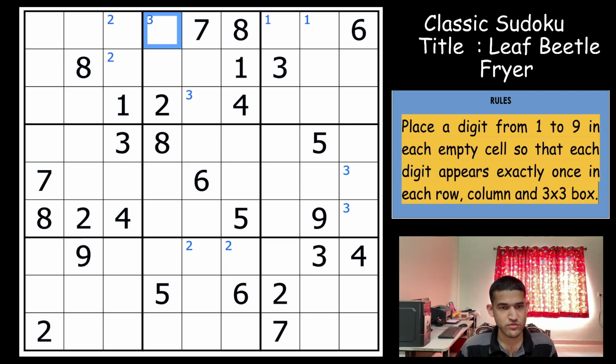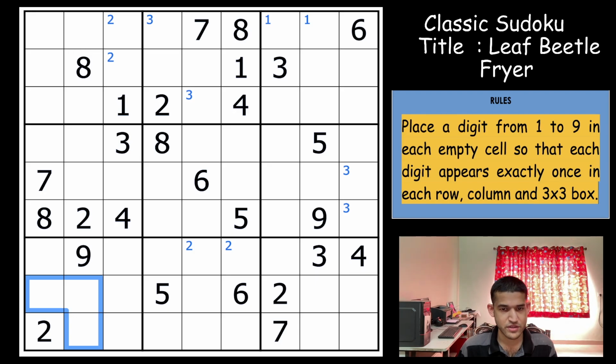Okay, so any other digit? Nope. Let's go with 4s. 4 has 3 positions here. Again 3 positions. And 3 again here. And 3 again here. Okay. So it's not of much use, I think.